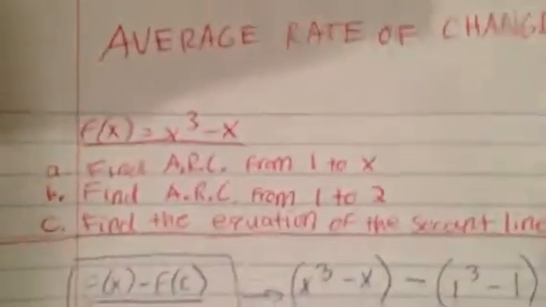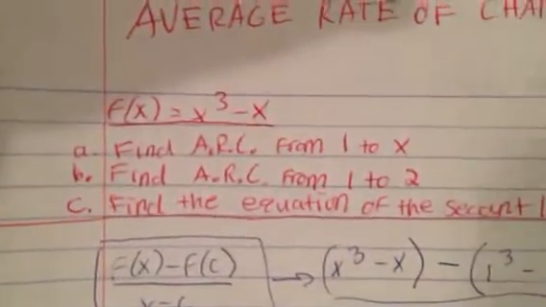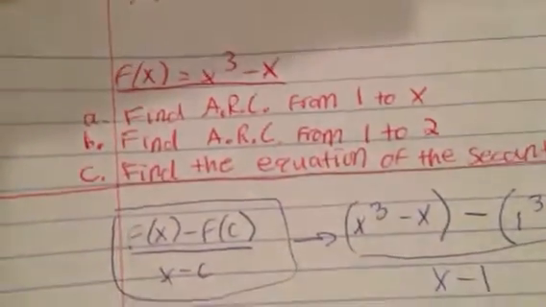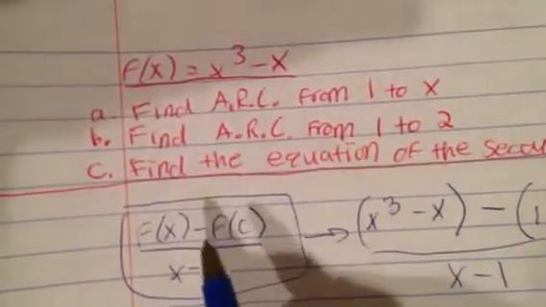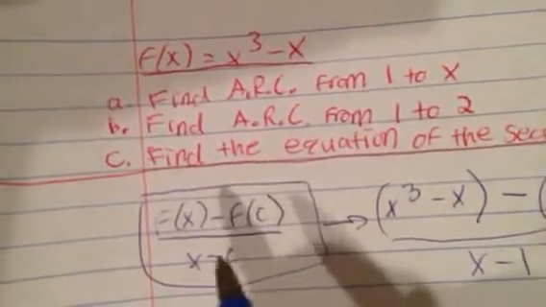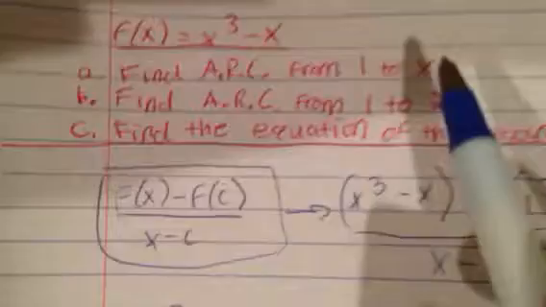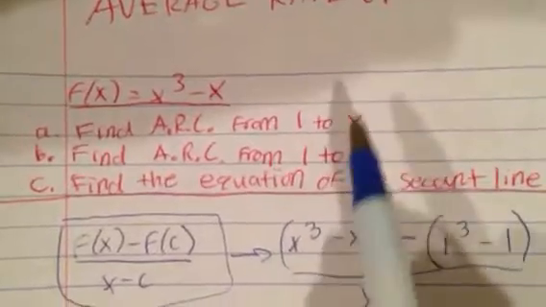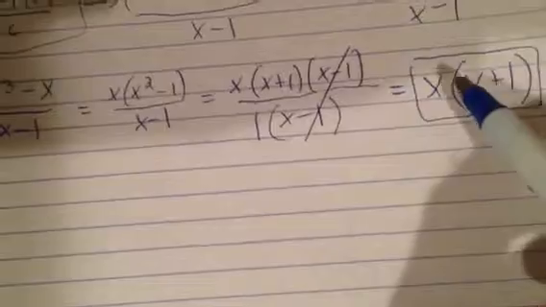Now, let's go to part B. So now it says to find the average rate of change from 1 to 2. Now you may think that you have to go back through this process again, where you have to do f of 1 minus f of 2 over 1 minus 2, and then you may think you will mess up. But don't worry about that because you just found the average rate of change from 1 to x, which is this. So now you're trying to find it from 1 to 2. So in other words, x equals 2 in part B. So you're going to substitute in 2 for x to find the average rate of change from 1 to 2. So let's see what that comes out to be.